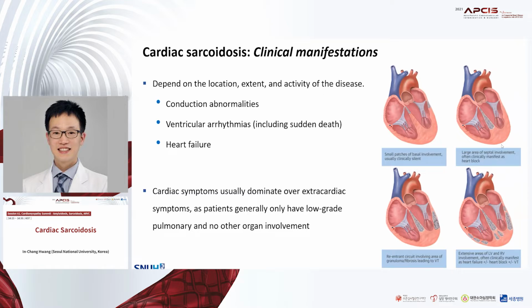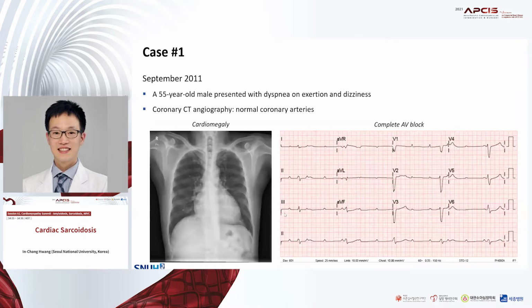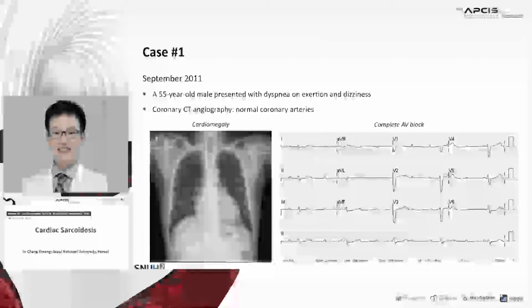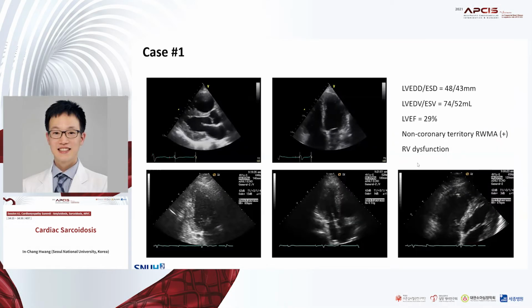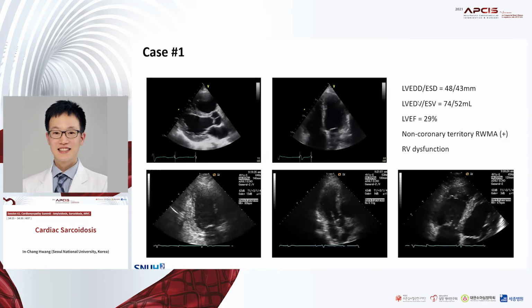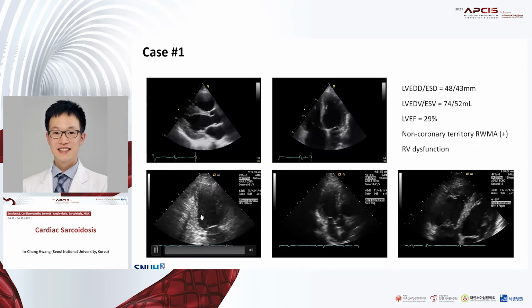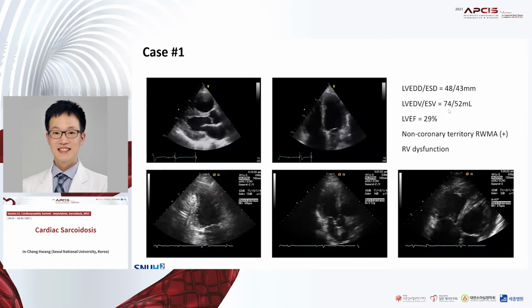Involvement of the septum often leads to AV block, and a reentry circuit in the LV myocardium can cause ventricular arrhythmias, and extensive myocardial involvement can lead to heart failure. This patient shows typical signs of cardiac sarcoidosis. He presented with dyspnea and dizziness, and we found complete AV block. On echocardiogram, we observed multiple non-coronary territory regional wall motion abnormalities at the basal anterior septum, basal inferior septum, basal inferior, and also the LV free wall.